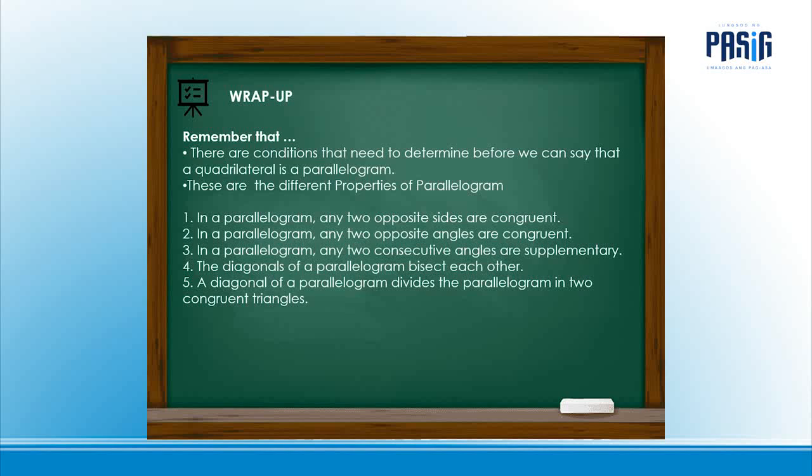Once again, let us state the different properties of a parallelogram. Number 1, in a parallelogram, any two opposite sides are congruent. Number 2, in a parallelogram, any two opposite angles are congruent. And number 3, in a parallelogram, any two consecutive angles are supplementary. And number 4, the diagonals of a parallelogram bisect each other. And lastly, the diagonal of a parallelogram divides the parallelogram into congruent triangles.